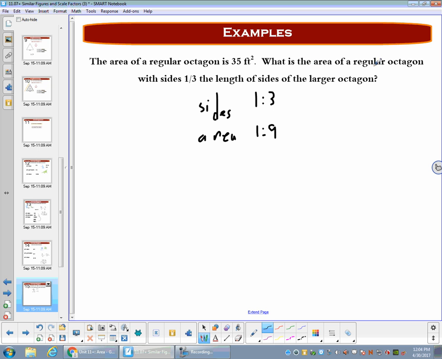So what is the area of the octagon with side lengths 1/3 of the sides of the larger octagon? So this is the larger octagon. So if I have 1 over 9, 35 represents the big one. So that's going to go on the same level as the 9. Put this over x. And when I cross multiply, I have 35 divided by 9. And so x is 3.8 repeating square feet.